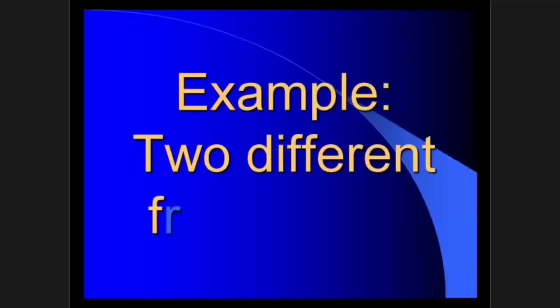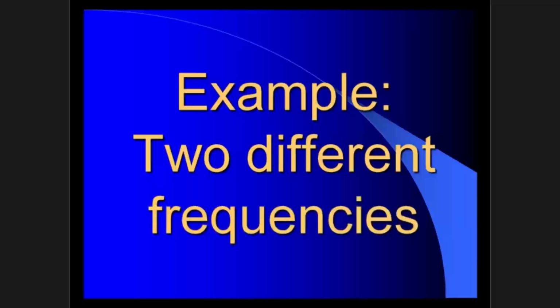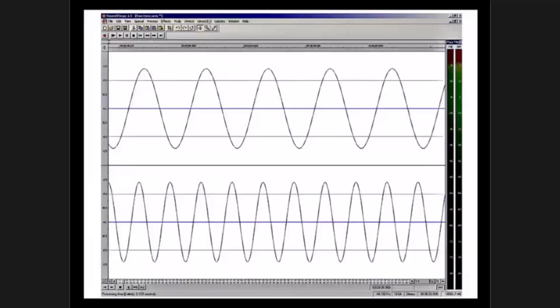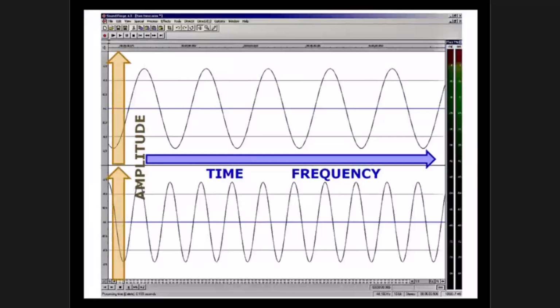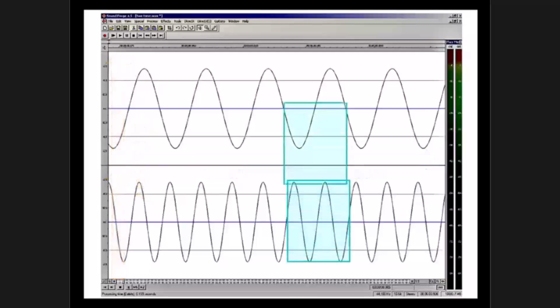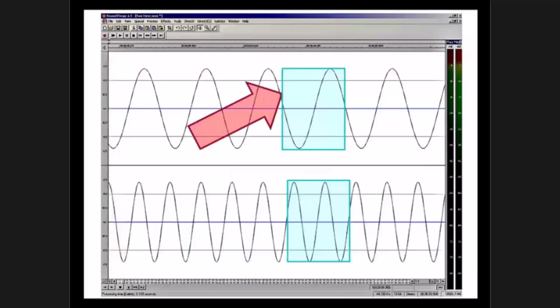To make this more clear, let's consider an example of two different frequencies. Here we see a graphical representation of two different sound waves. From left to right, we'll measure time, which is also another way of measuring frequency, since frequency is a measure of cycles per second. From top to bottom, we'll measure intensity, or amplitude of our sound waves. Notice that the amplitudes of both seem to be approximately the same. However, the frequencies look different. Before we go on, stop and think which frequency is higher, the top one in red or the bottom one in green.